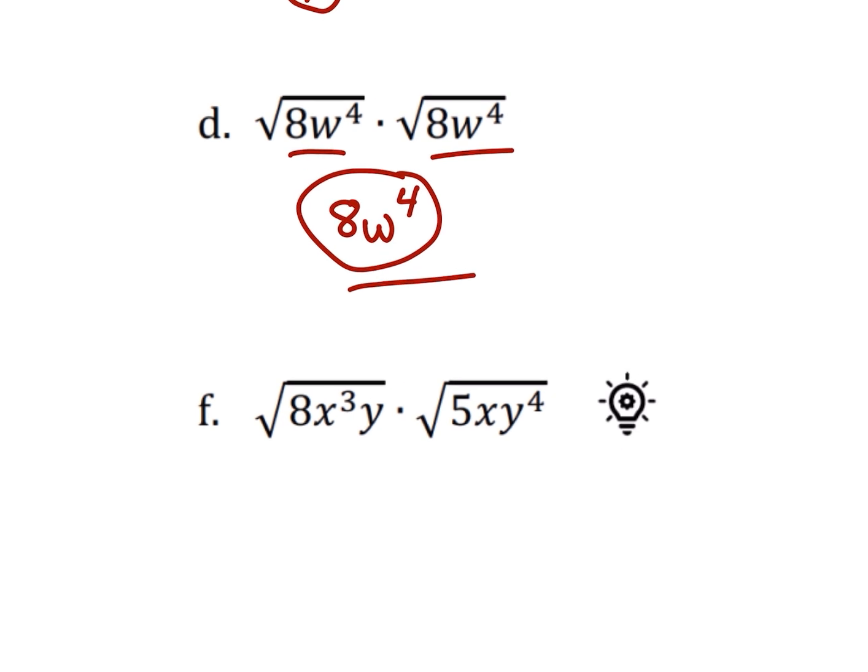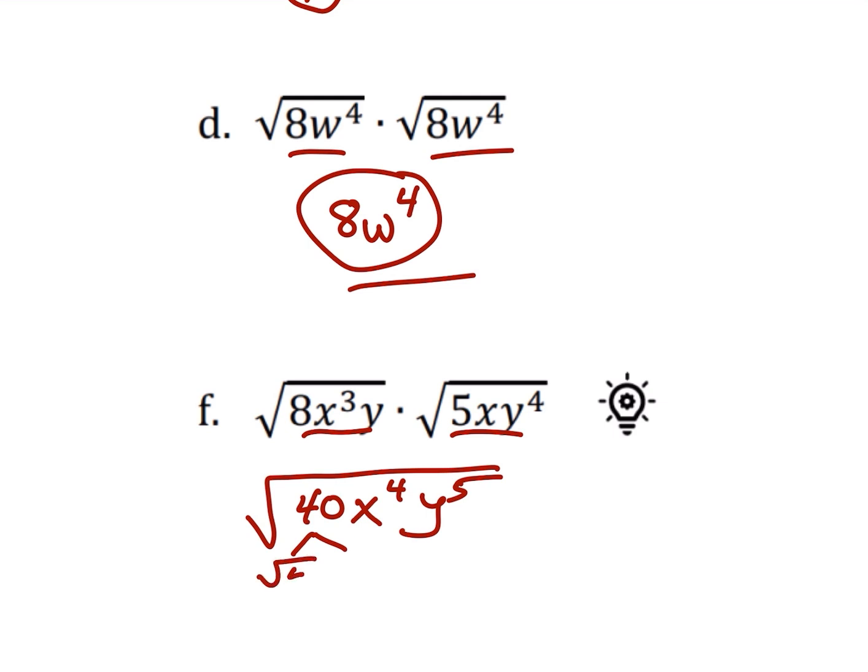Okay, let's go to F. F is a light bulb. It might be a little bit trickier, but let's multiply things together first, which we're allowed to do. When you multiply, as long as it has the same index, which both of these have, a 2, even though it's not written, they don't have to be the same radicands to multiply or divide. They can be different. So in this case, we're going to get the square root of 40 x to the fourth y to the fifth, and now we're going to simplify that.